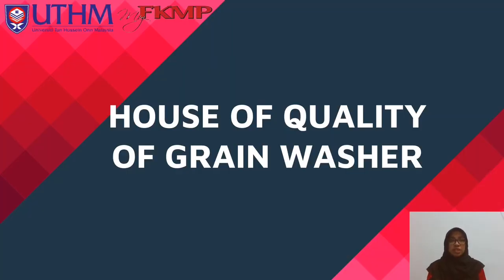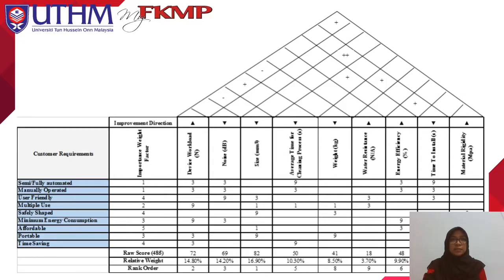Apart from the objective tree, we also managed to construct a house of quality from the market survey. The house of quality consists of customer requirements and engineering characteristics that have correlation with our product. The relation of both is evaluated based on values of 1 for weak, 3 for medium, and 9 for strong. At the end, the ranking order for each of the engineering characteristics is decided. The engineering characteristic which tops the rank is size, and water resistance is at the last rank.